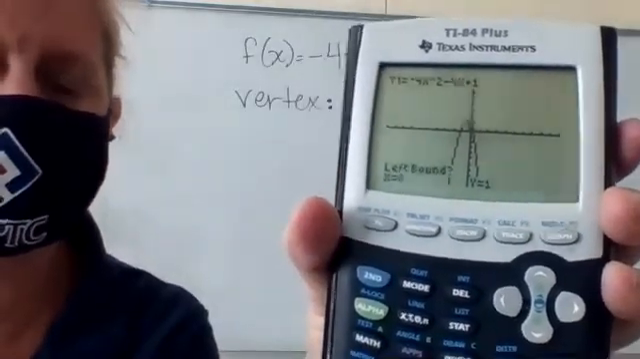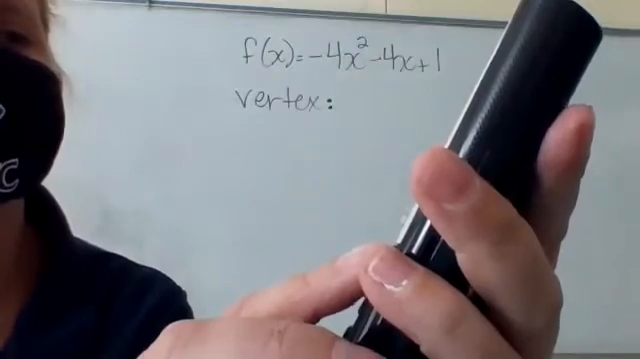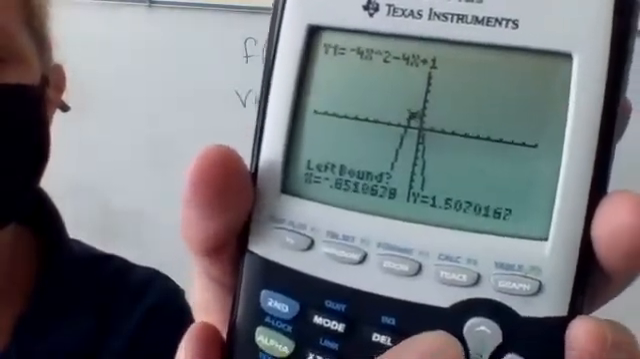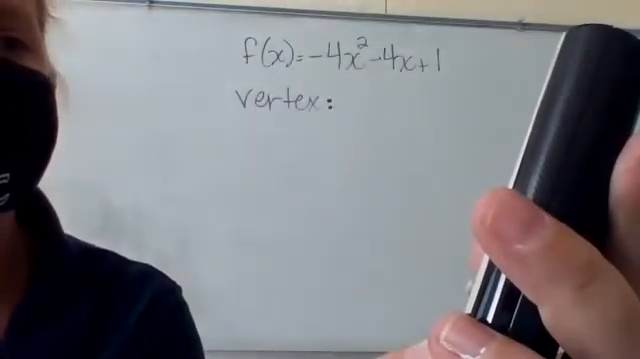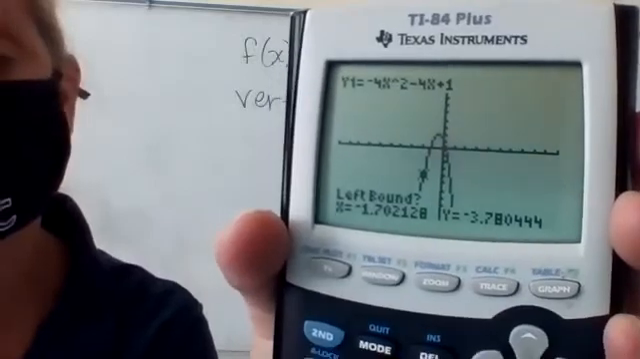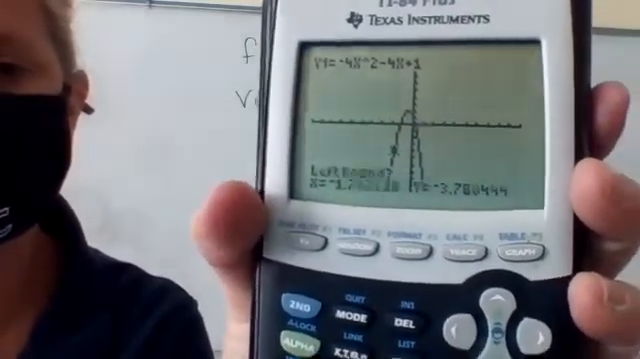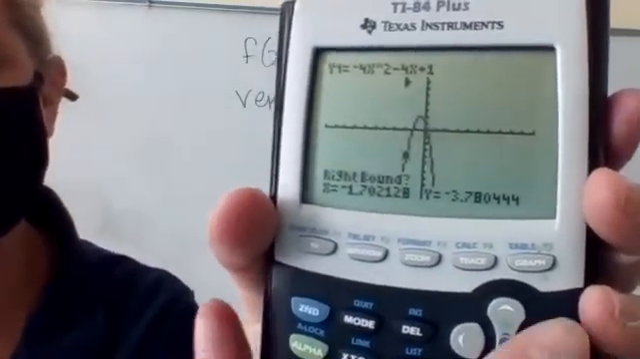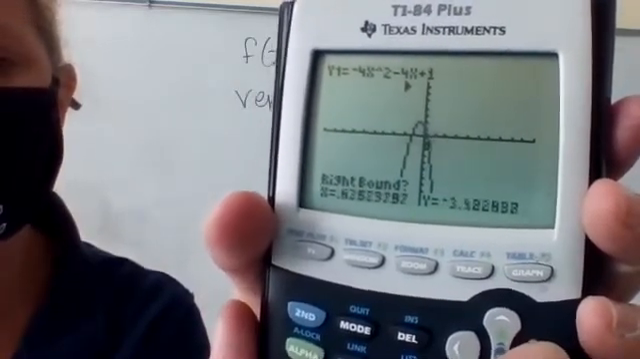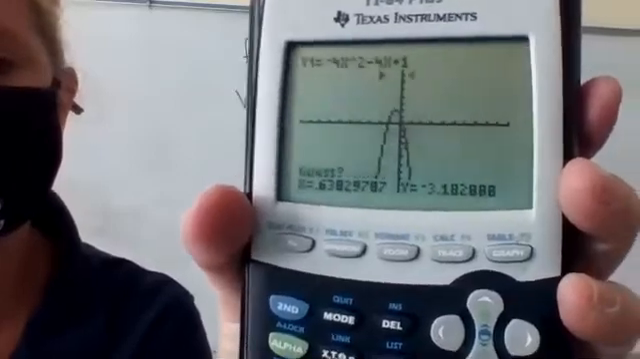Left bound, let's see. It's hard to see my cursor. I see it blinking right here. I'm going to go over to make sure I see it. Over on the left side. So there's on the left. So hit enter. Now hit your right arrow to go back across the top, over to the right. And then hit enter twice.